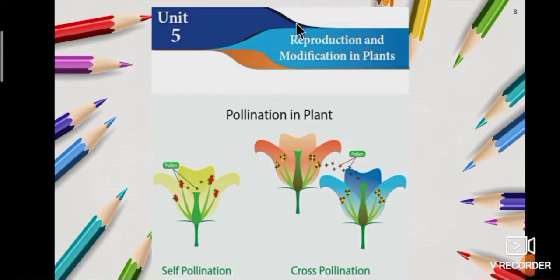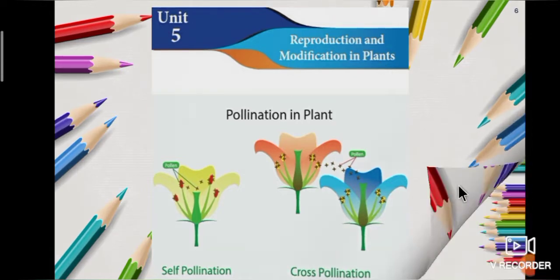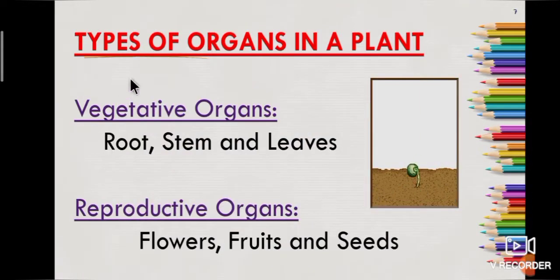Okay, let's start the revision of fifth lesson, reproduction and modification in plants. Tell me students, what are the types of organs in a plant? There are two types. First one, vegetative organs, second one, reproductive organs. Root, stem and leaves are vegetative organs. Flowers, fruits and seeds are reproductive organs.